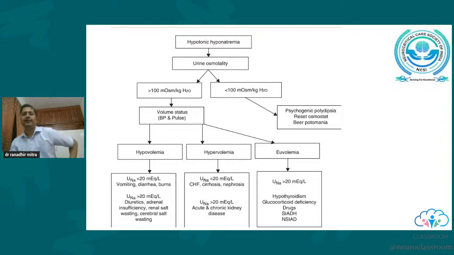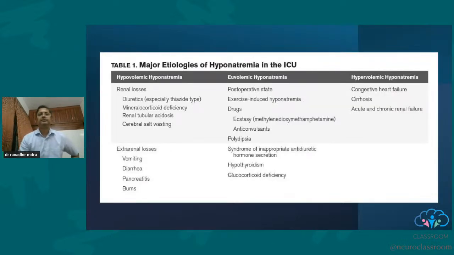Now, in case of euvolemic hyponatremia, I have told you this is the commonest case that we see clinically, that is SIAD, the syndrome of inappropriate ADH secretion. But SIAD is a diagnosis of exclusion. We have to rule out the presence of hypothyroidism and steroid deficiency, and if there are any drugs which cause it. So, as I said, the only thing is that this is the commonest cause of hyponatremia in the ICU, that is euvolemic hyponatremia, the syndrome of SIAD.